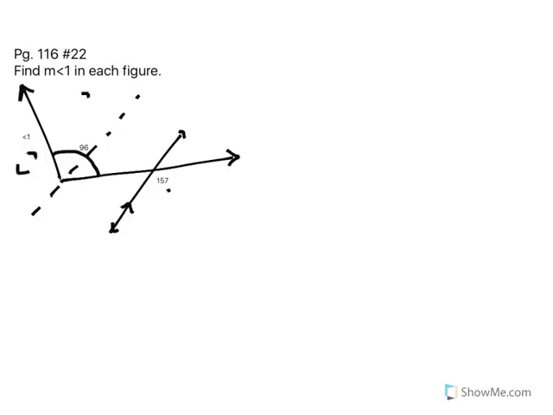Now, let's do number 22 on page 116. Find the measure of angle 1 in each figure. There's just one angle 1. It looks like it's over here. We're trying to find the measure of that angle.